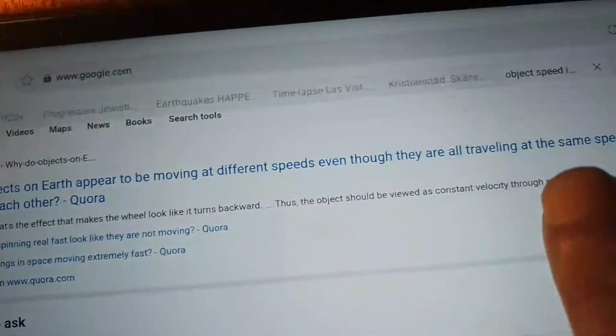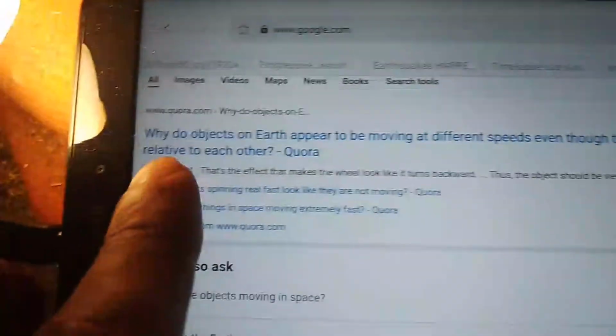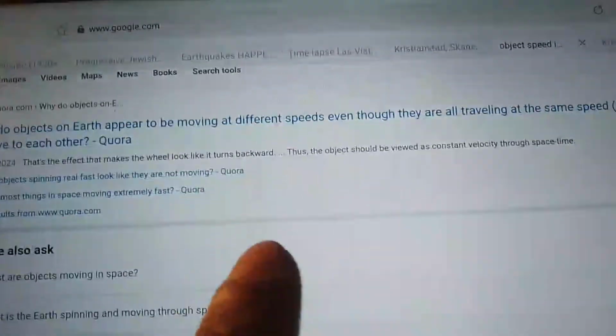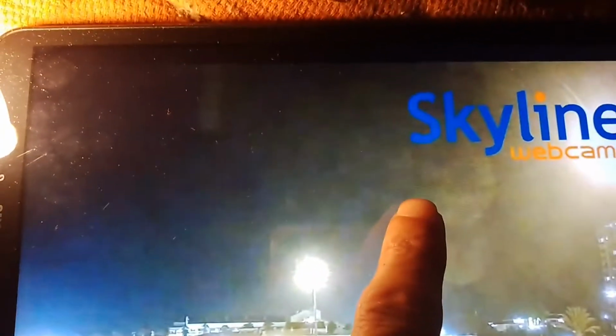Okay, so let's go back here. Why do objects on Earth appear to be moving at different speeds even though they are traveling at the same speed, around 30 kilometers per second, relative to each other? That's the effect that makes the wheel look like it turns backwards. So this is the wheel. See where it is now? Not here. Let's say this object is the wheel, and it's up here now. It went up from here.